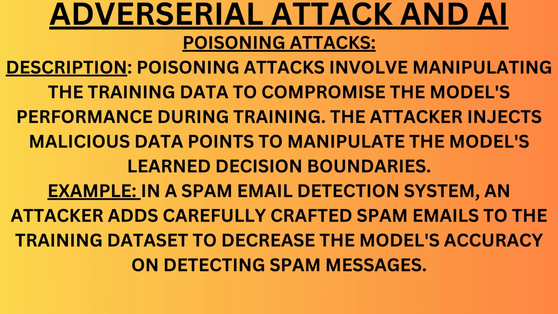Poisoning attacks. Description. Poisoning attacks involve manipulating the training data to compromise the model's performance during training. The attacker injects malicious data points to manipulate the model's learned decision boundaries. Example, in a spam email detection system, an attacker adds carefully crafted spam emails to the training dataset to decrease the model's accuracy on detecting spam messages.